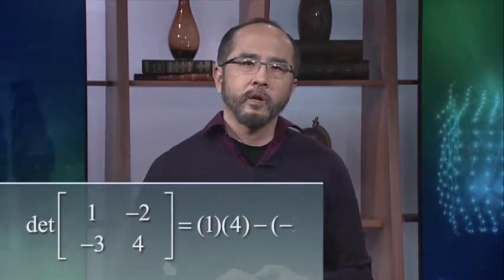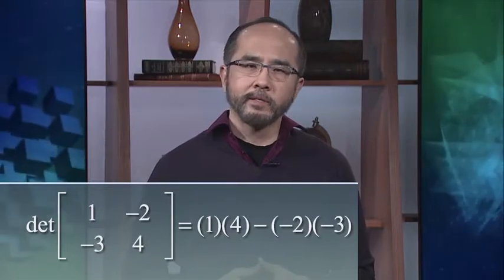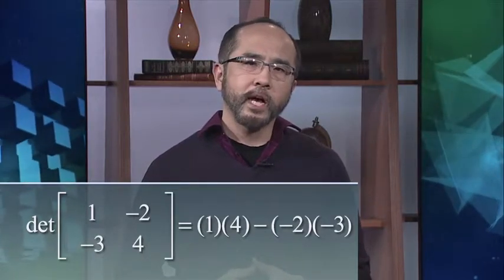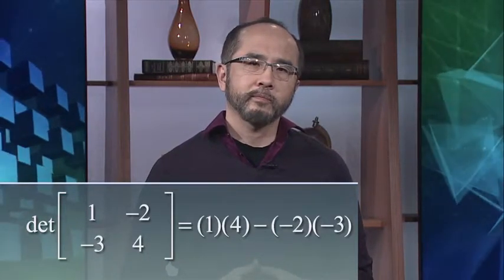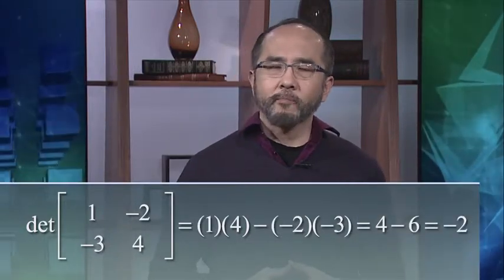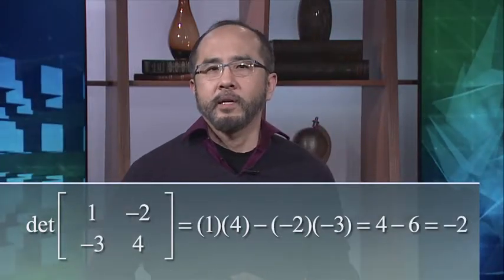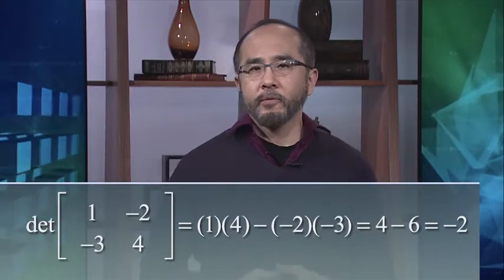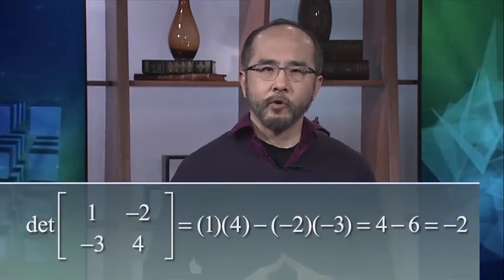Let's look at an example. Compute the determinant of the matrix 1, minus 2, minus 3, 4, which is 1 times 4 minus negative 2 times negative 3. This is just minus 2. Since this number is not 0, the matrix is invertible.